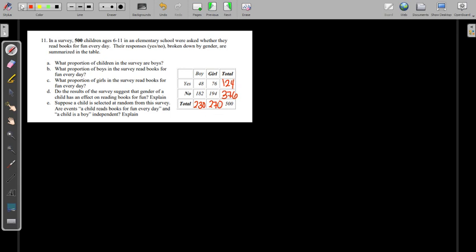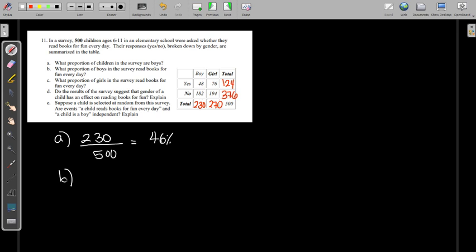So to answer the first question, what proportion of children are boys? Boys is 230. These are boys divided by the entire list of boys and girls. That will give you approximately 46%, right? If you multiply the answer of the division times 100, it will give you that.